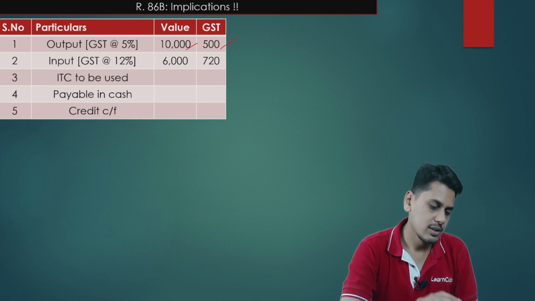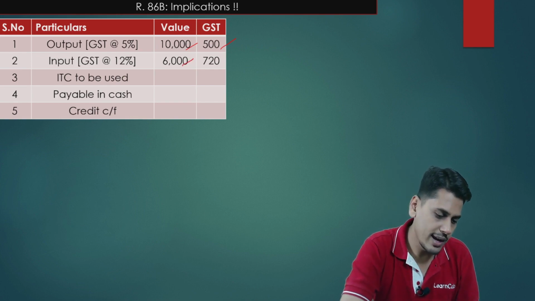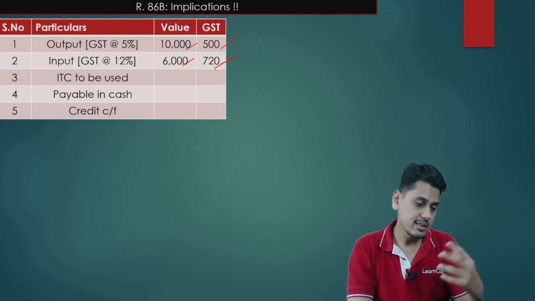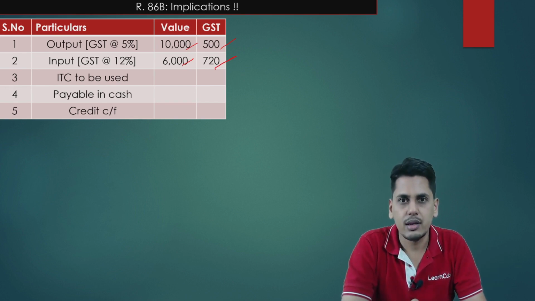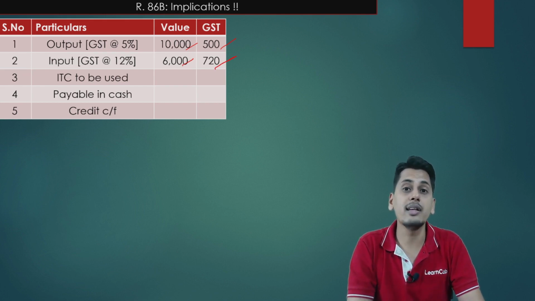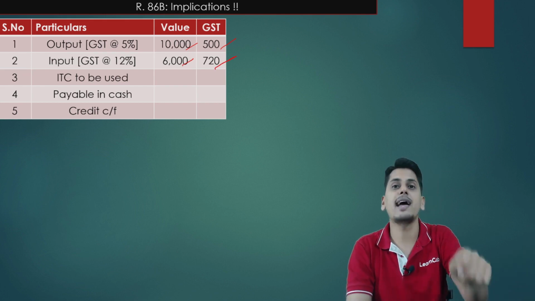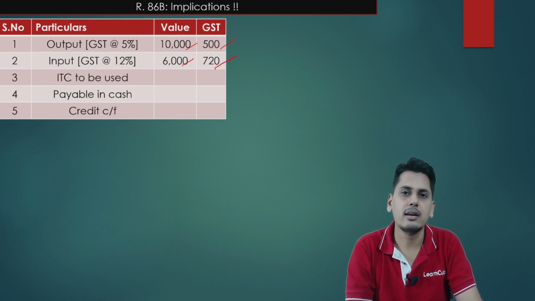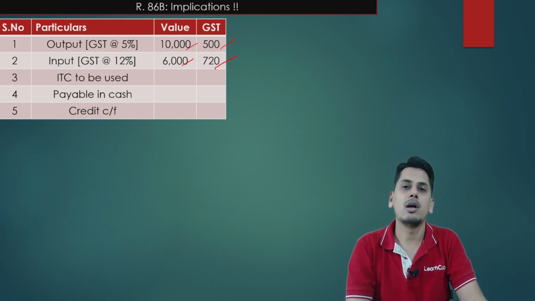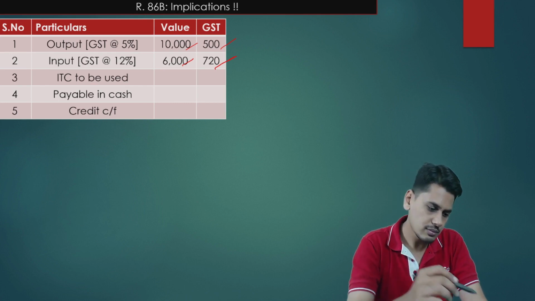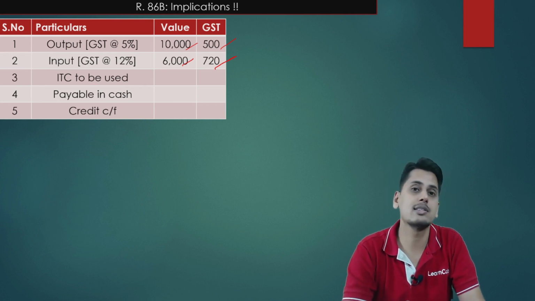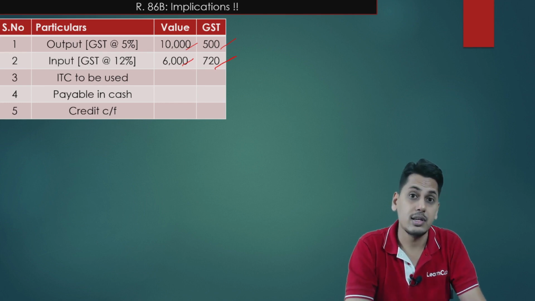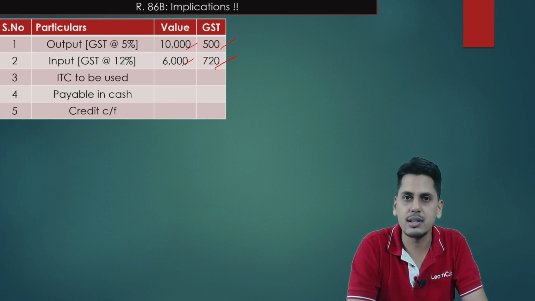Input GST at 12%, value is 6,000, ITC 720. Now friends, if you carefully look at his business, the rate of tax which is applicable on his inward supplies is greater than the rate of tax which is applicable on his output tax. Let's suppose he is a manufacturer, he purchases raw materials. His inwards are taxable at 12%, his outward is taxable at 5%.